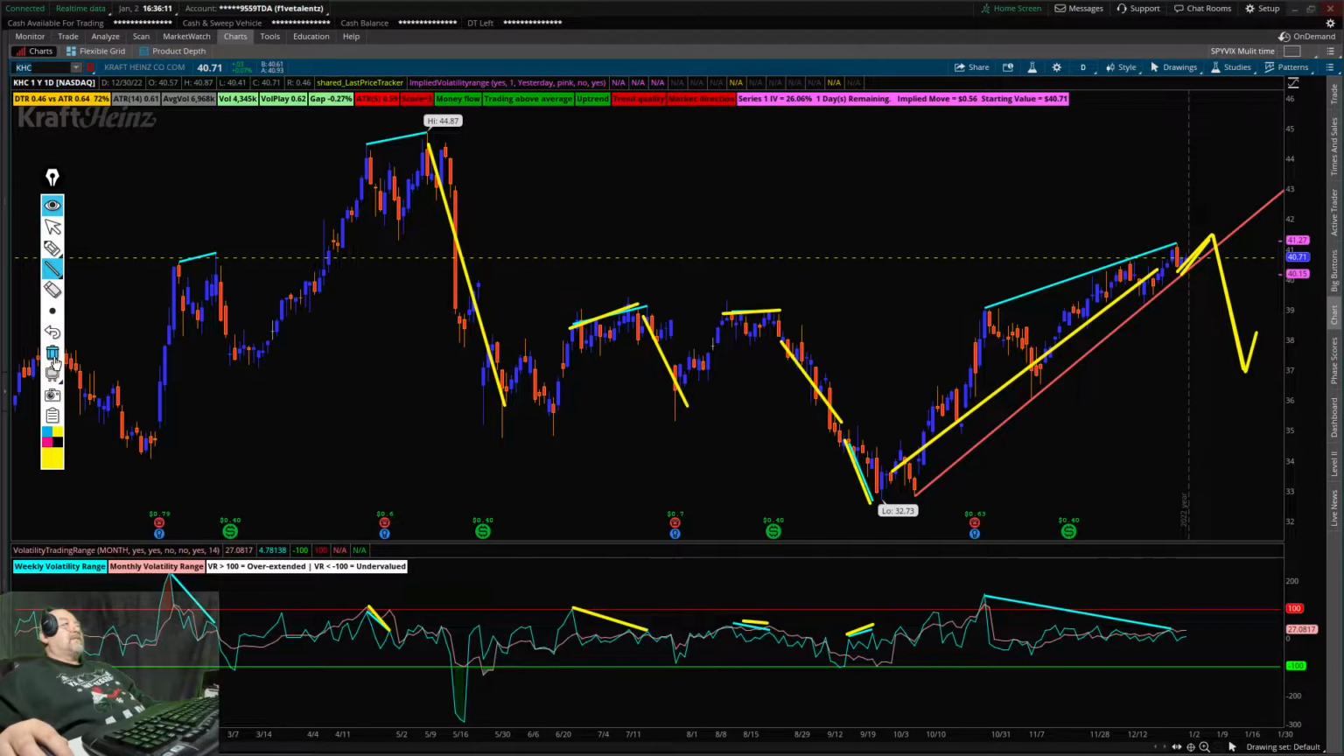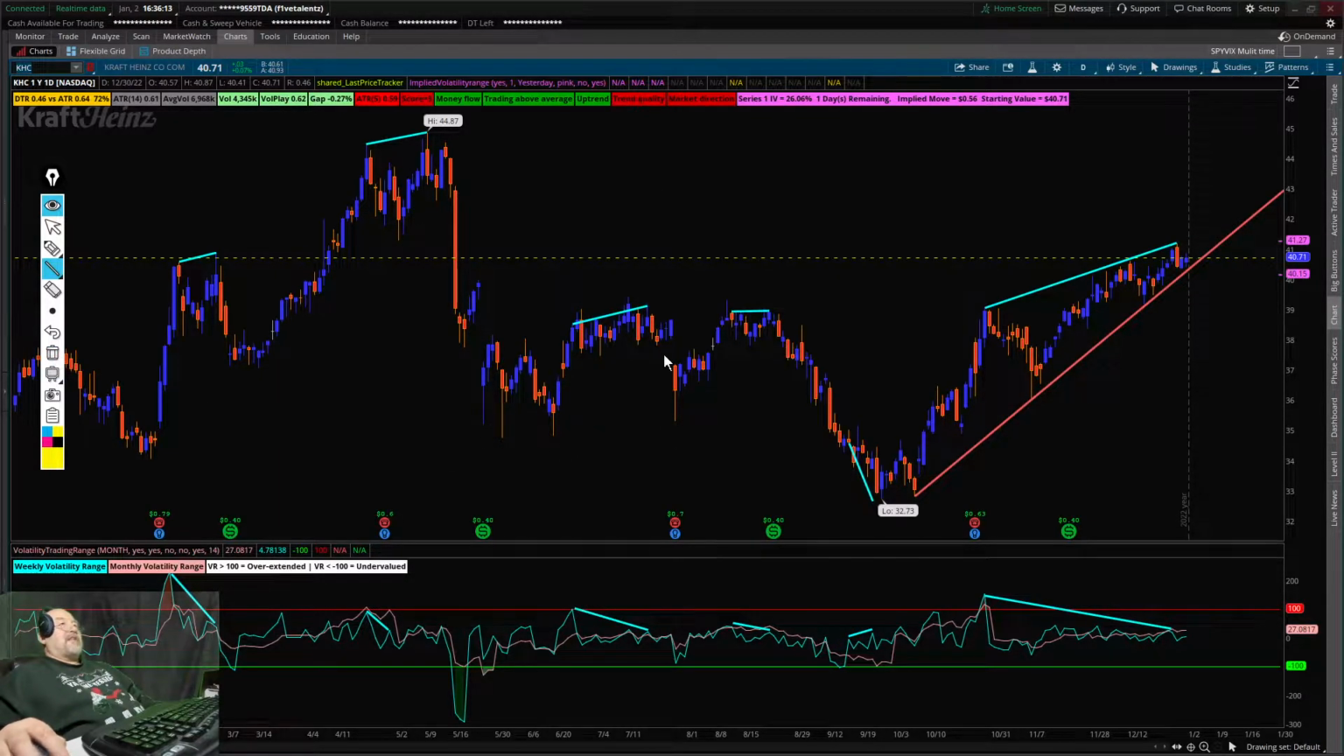So KHC follows divergences very well. That's one thing that you want to see. And here's a big divergence right here. Price is going up, support's going down. Now you have support coming up right here.